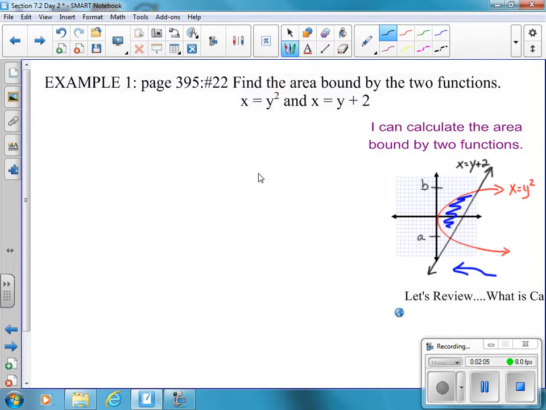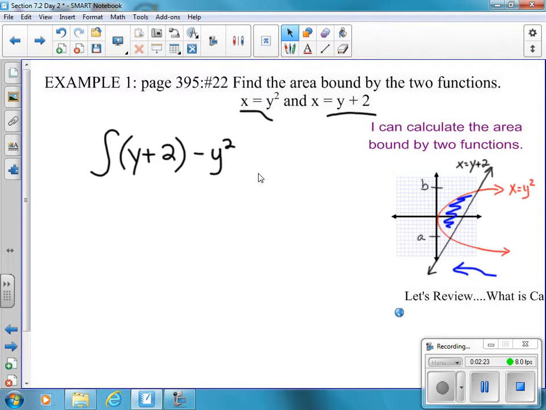Okay, so what we're going to do is take the integral of the right function, and these are both written with respect to y already. So the right function is the line, y plus 2. And then we're going to subtract y squared, which is the function on the left. So we're going right to left. We're going to integrate this with respect to y and go from a to b.